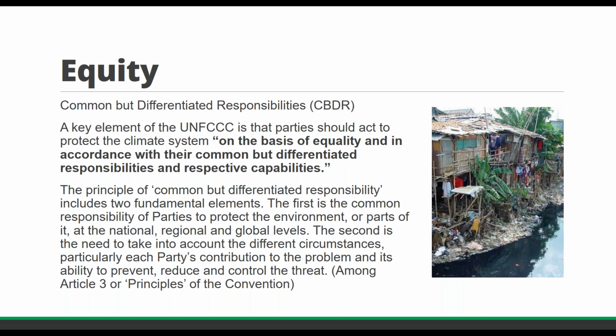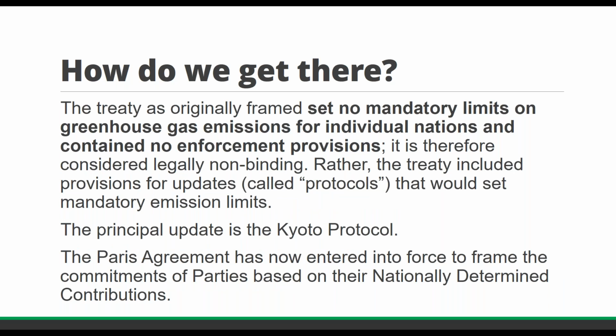So how do we go from the goals of the convention to a process that actually helps us to enforce those goals? It's important to note that the treaty, as originally framed, sets out the framework, the pathway, and the goals, but it doesn't set any mandatory limits itself on greenhouse gases for individual nations. It didn't contain any enforcement provisions. The treaty included provisions for updates or protocols that would then set the mandatory emission limits.